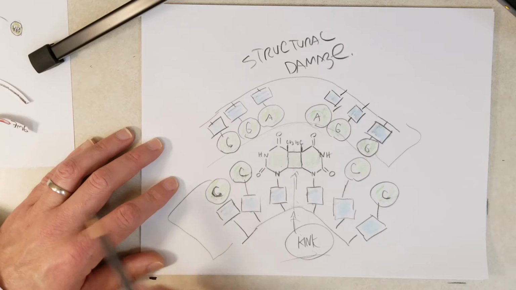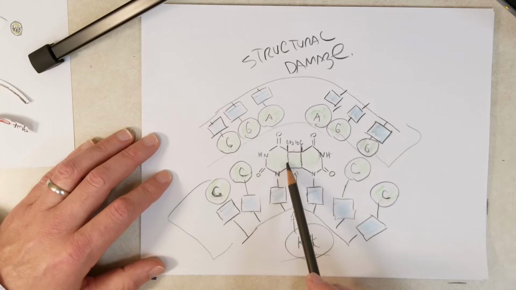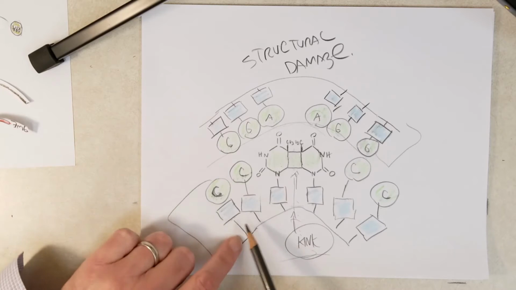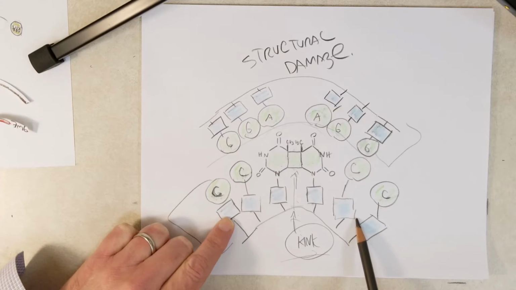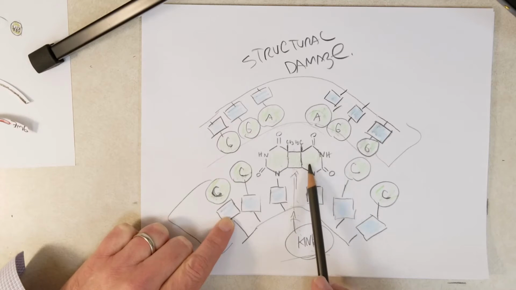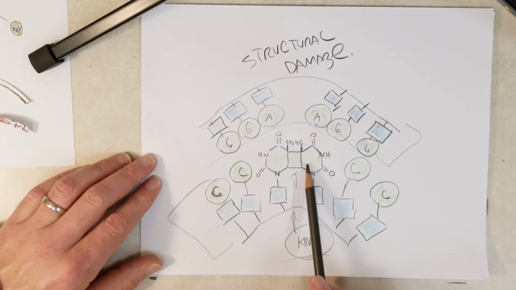Additionally, if this is the template strand of a gene that needs to be transcribed by RNA polymerase, RNA polymerase can't bypass this thymine dimer. I'm not sure it can read it, but it can't bypass it. It stalls. And so it can't be transcribed.